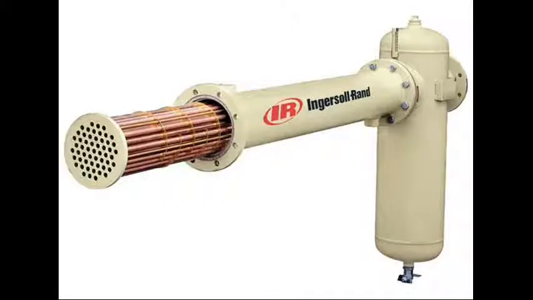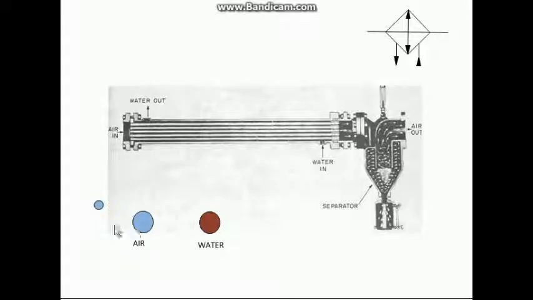Water-cooled aftercoolers are usually constructed with a steel shell and copper tubes, as shown in the following figure. As hot compressed air flows through the tubes of a water-cooled aftercooler, the cooling water flows on the outside of the tubes in the opposite direction. This countercurrent arrangement makes the tube walls progressively colder for maximum cooling efficiency.